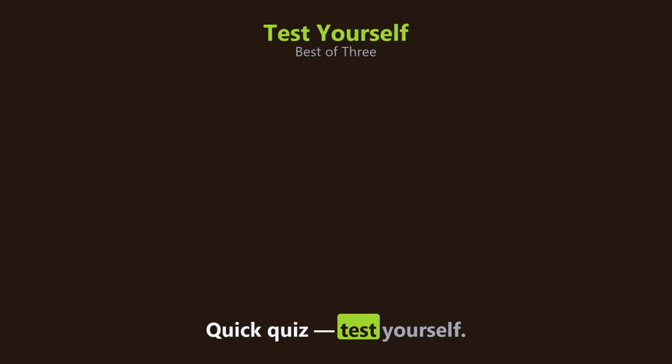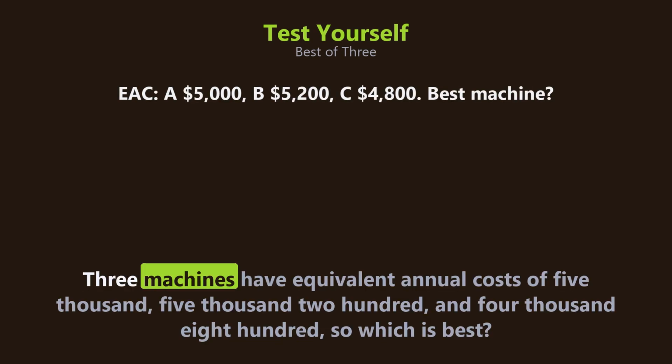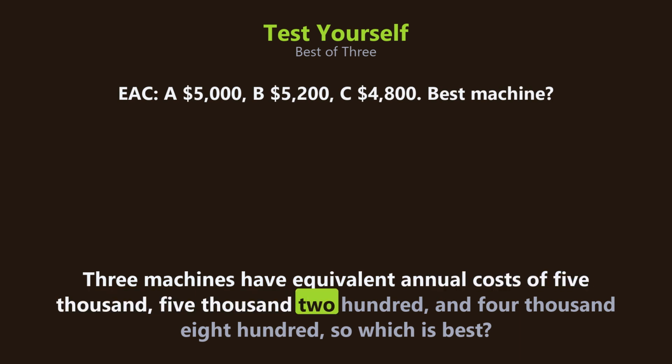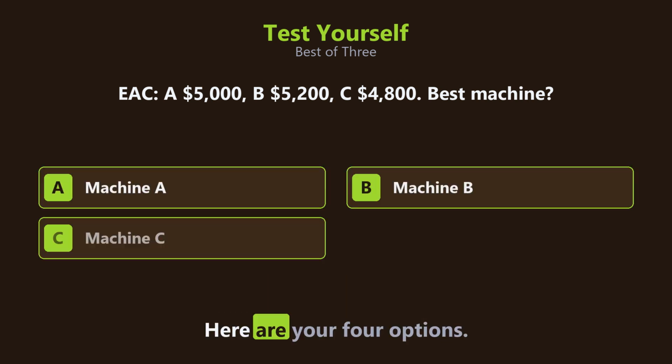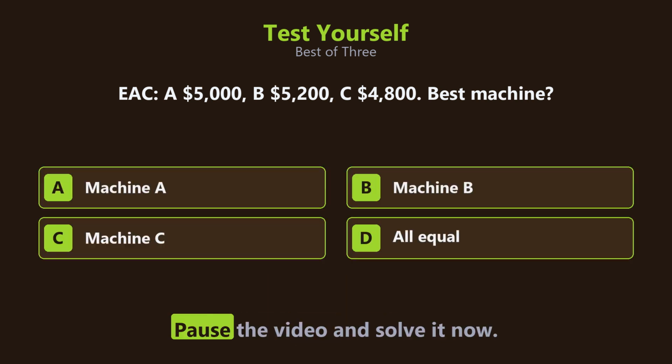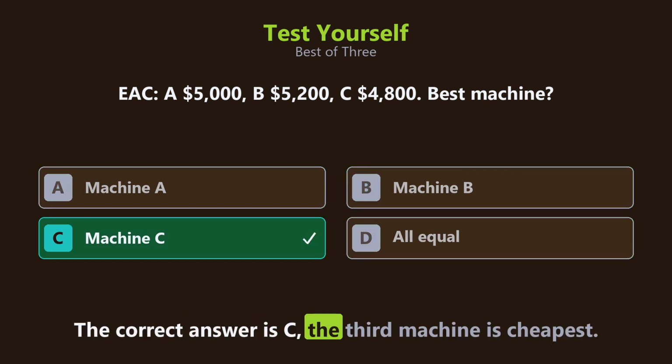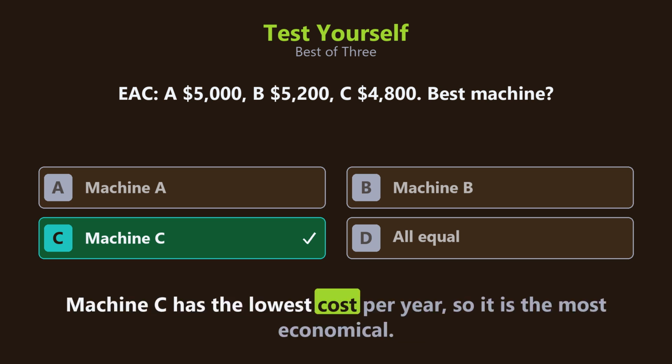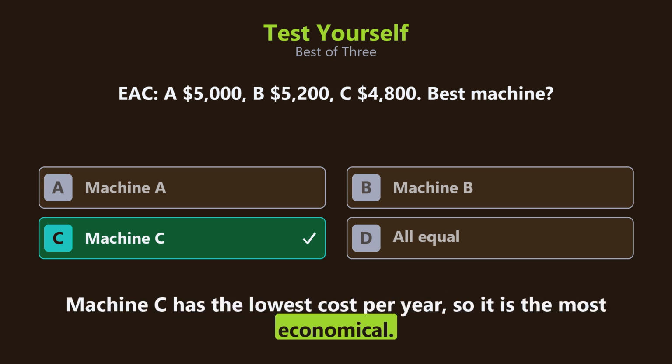Quick quiz, test yourself. 3 machines have equivalent annual costs of $5,000, $5,200, and $4,800, so which is best? Here are your 4 options. Pause the video and solve it now. The correct answer is C, the third machine is cheapest. Machine C has the lowest cost per year, so it is the most economical.